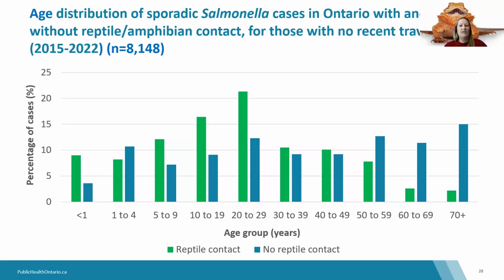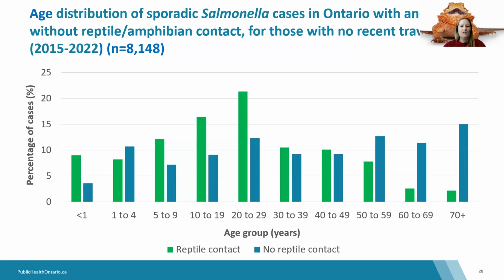Before focusing on those 513 cases, however, we first looked to see, after removing the travelers but before removing the cases with no reptile contact, if when we only looked at those sporadic cases, so those that weren't linked to a known outbreak associated with chicken or some other type of source, there was a difference in the age distribution between our sporadic cases who did report reptile or amphibian contact and those who did not. And interestingly, we did find a difference, which you can see here.